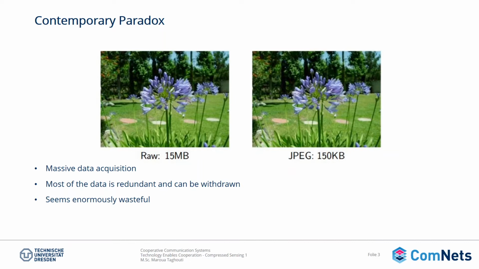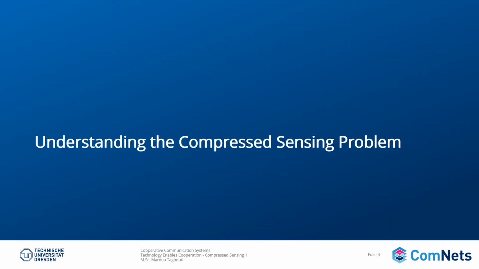So then we could think that maybe we are actually having a massive data acquisition where most of the data is actually redundant. Therefore, we can actually withdraw it, and in this case, we can get rid of this enormous wasteful data that we are collecting while taking pictures and so on and so forth. So now we would start by understanding what is this compressed sensing, how can we think about it, or how can we analytically see it.